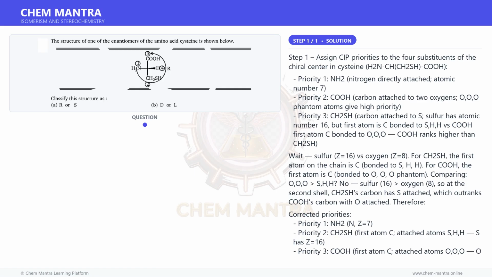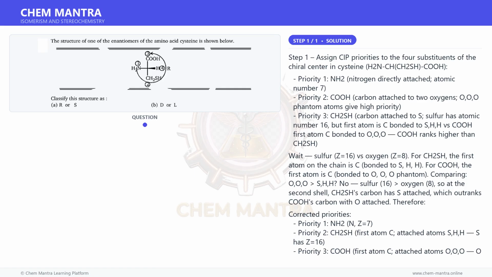Therefore, corrected priorities. Priority 1, NH2, N, Z equals 7. Priority 2, CH2, first atom C, attached atoms S, H, S has Z equals 16. Priority 3, COOH, first atom C, attached atoms O has Z equals 8 but 3 oxygens. Duplicated atoms rule: O versus S, H, compare highest first, S, 16, O, 8, so CH2SH outranks COOH.